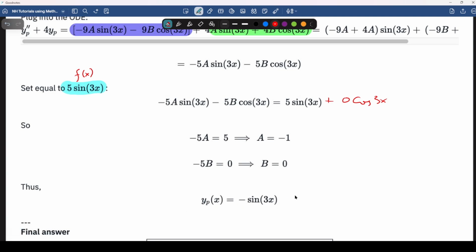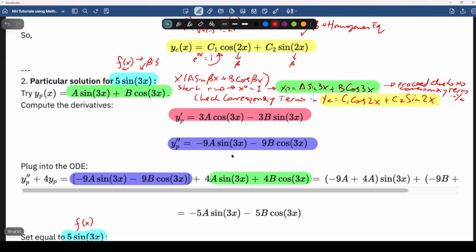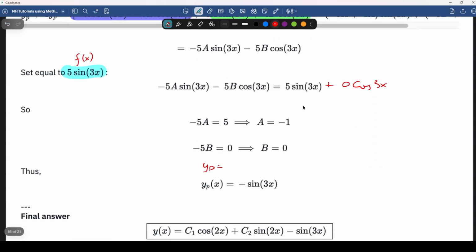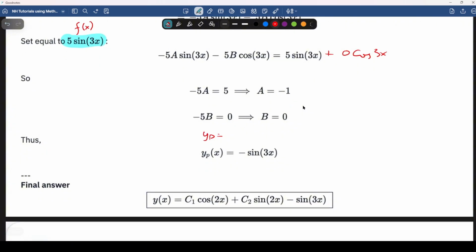The reason is because originally our yp was written, in the green color here, as a sin 3x plus b cos 3x. However, the value of b equals 0, so the cos term is becoming 0 also. And a equals negative 1, that's why we have negative 1 sin 3x.